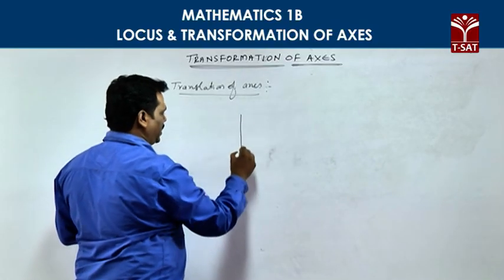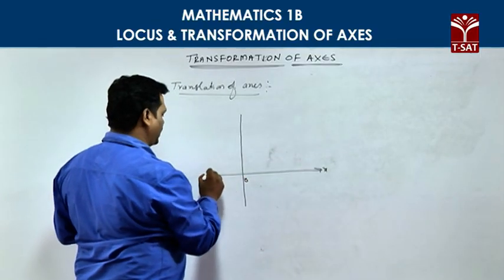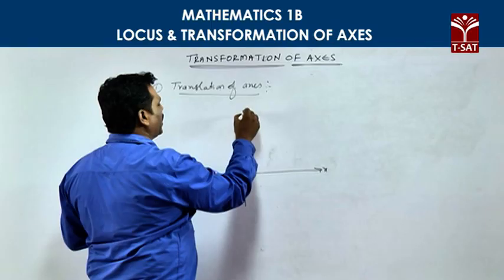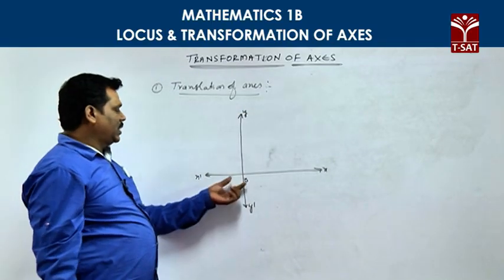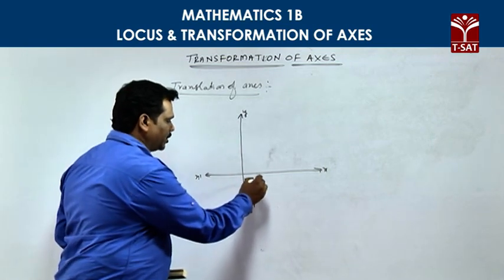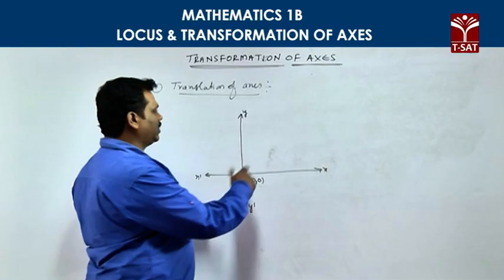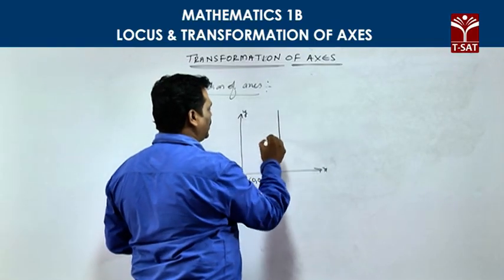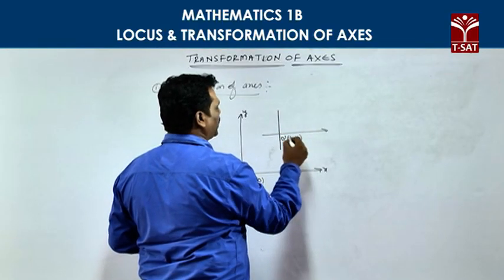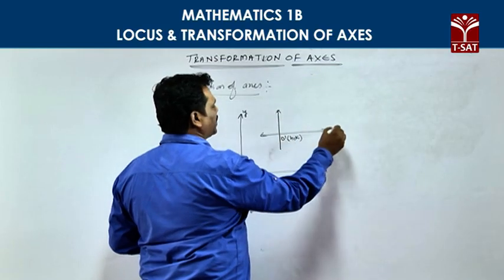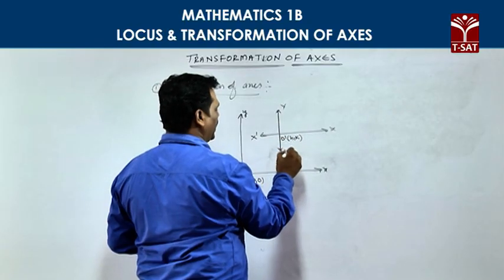We are taking here the x-axis and y-axis. This is X'OX and Y'OY, the original axis, and O is (0, 0). If the origin is shifted to another point, for example here the origin is shifted to this point O'(h, k), and this is X O' X' and Y O' Y'.